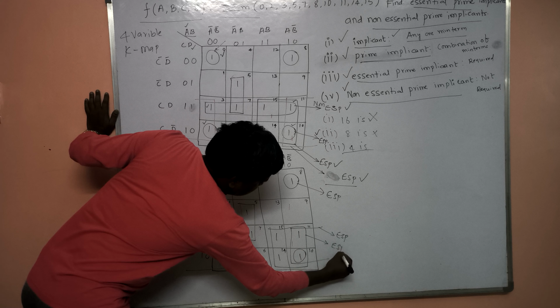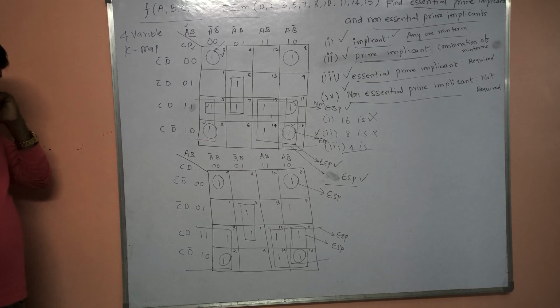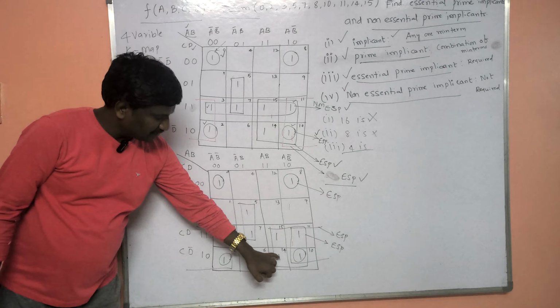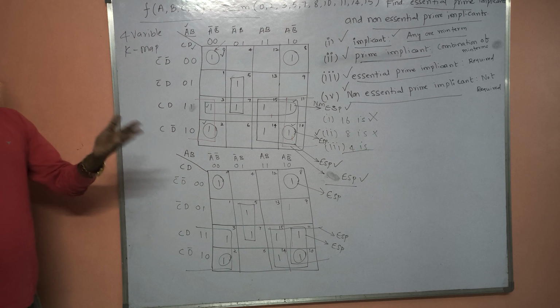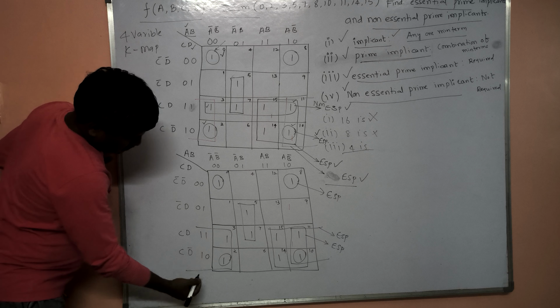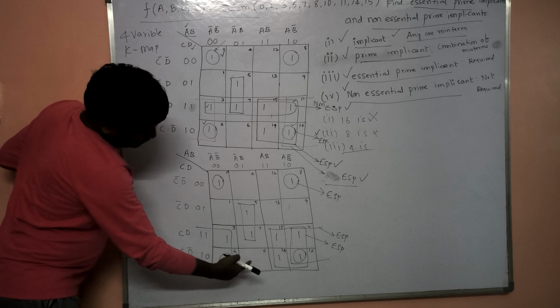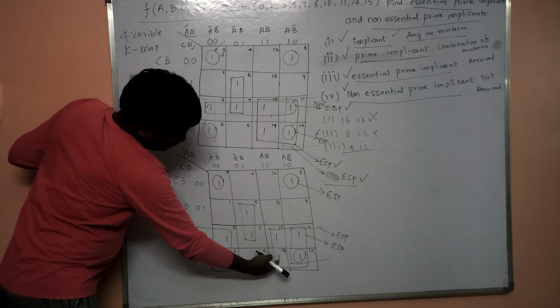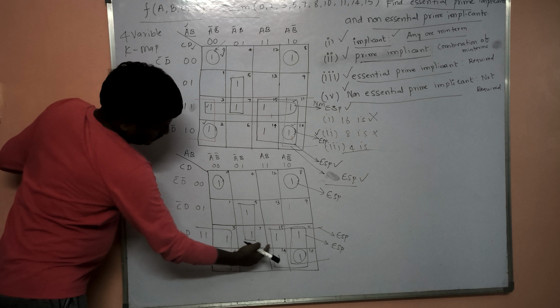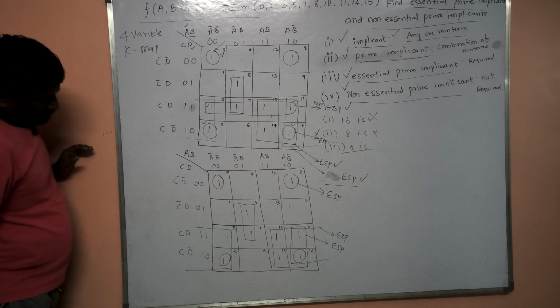How can I say essential prime implicant? At least I have one minterm or more than one minterm not being covered by other groups. So in this, this is not being covered. This is not being covered. In this, these two are not being covered. In this, these two are not being covered.